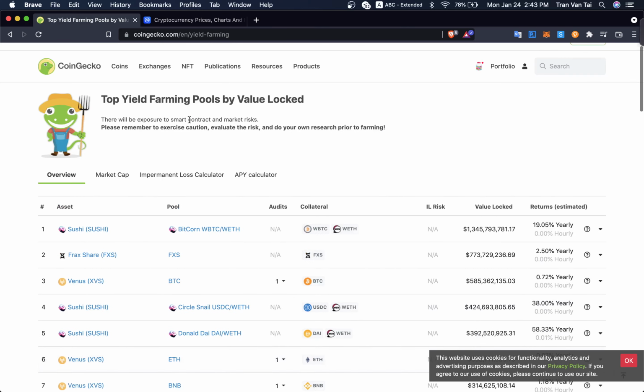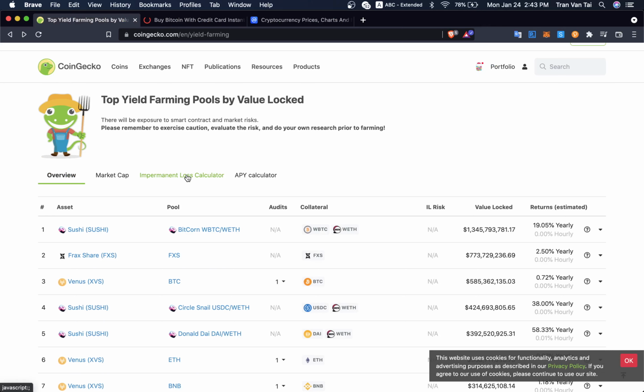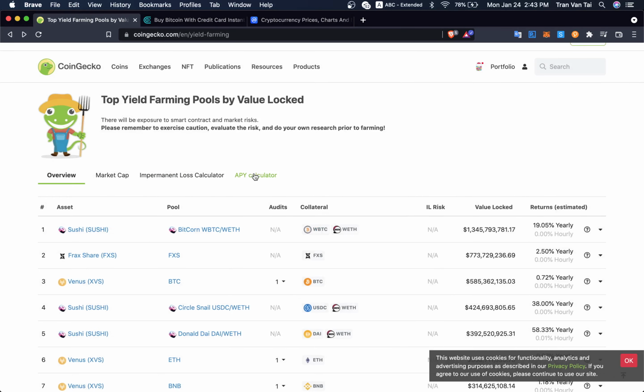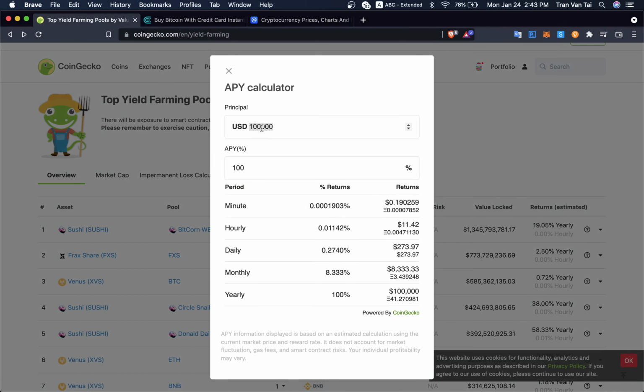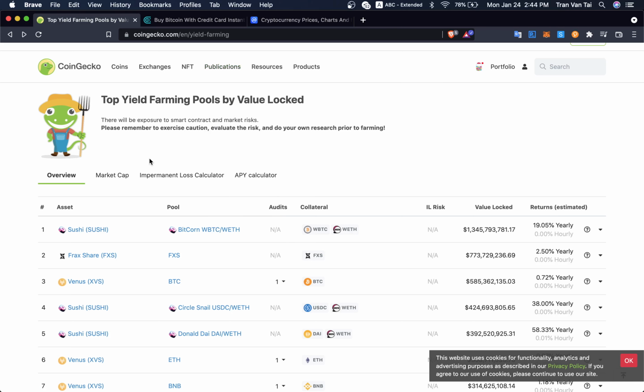Binance here, market cap, and there is a good tool for us to calculate impermanent loss here. You can see here. I don't get into detail here. Monthly, daily, hourly, minutes here. We can calculate profit day by day with this tool.